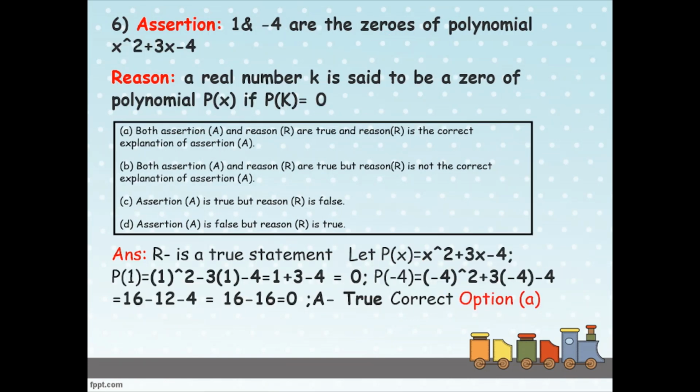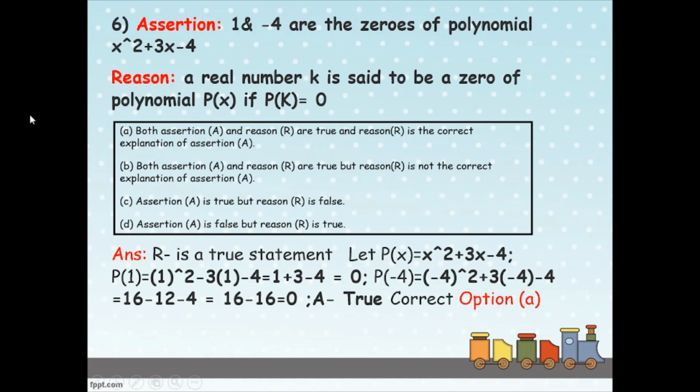And question 6. 1 and minus 4 are the zeros of the polynomial x square plus 3x minus 4. The reason is a real number k is said to be a zero of polynomial p of x if p of k equal to 0. Now the reason is a true statement because when you substitute the zero in the given polynomial, it should result in 0. Then only the number which we have substituted is considered as a zero.